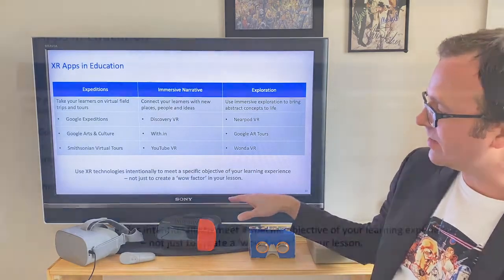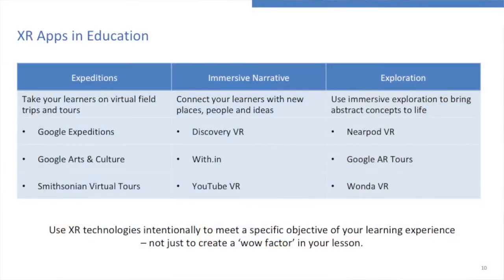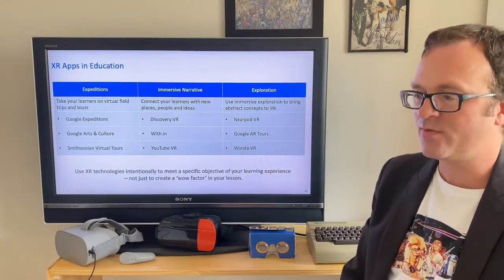I put a little note here to remember to use these technologies intentionally to meet a specific objective of your learning experiences, not just to be a bit of a shiny wow factor, but by basing it on a solid teaching and learning foundation, you're going to multiply your efforts for the students.